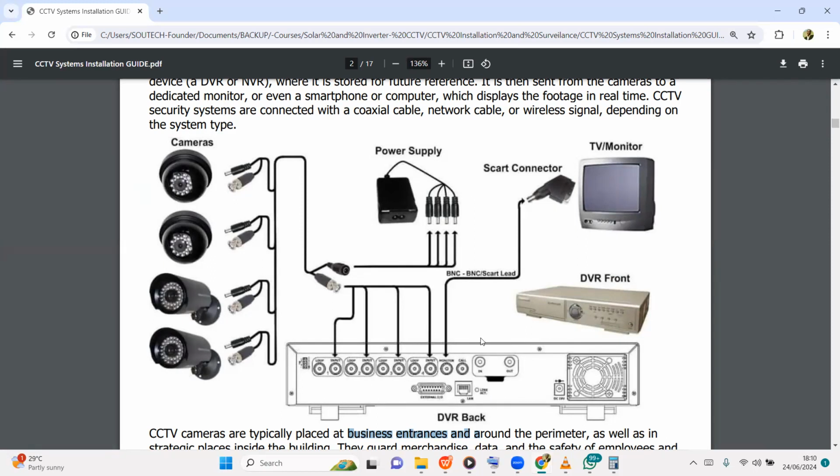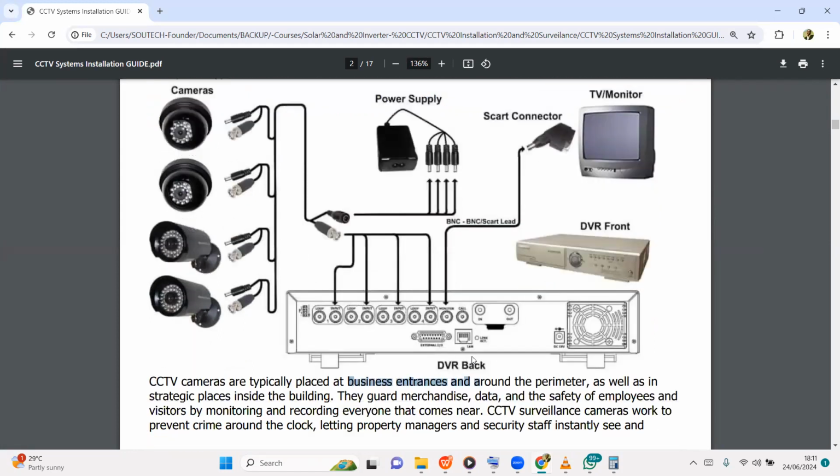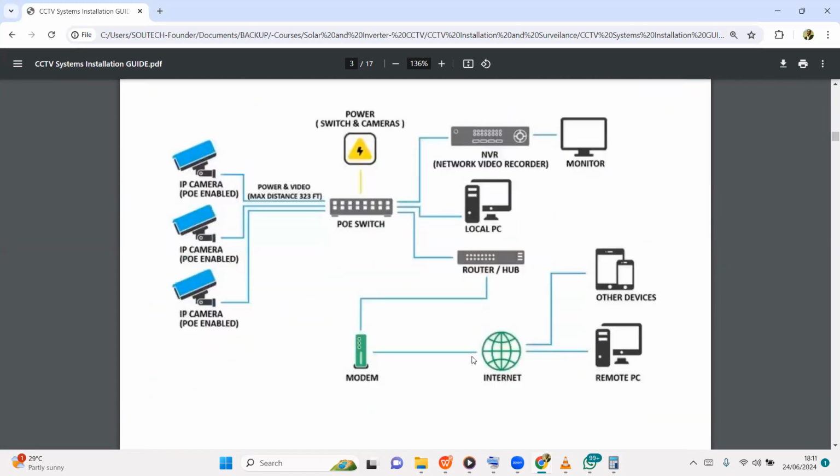So that's to tell you that a CCTV system consists of cameras, power supply, a recorder system, that is the digital video recorder or network video recorder, then a display system. Then there's a storage medium inside the DVR or NVR. There's another type which you call the NVR, network video recorder. So this is for digital cameras.